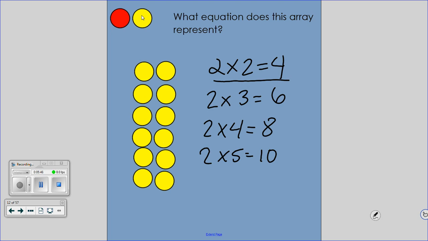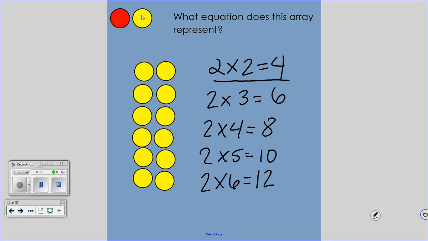What's going to be the equation I'm working with now? Sabrina? 2 times 6 equals 12. Awesome. Another 2. But I would like you to make a 2 by 10 array.